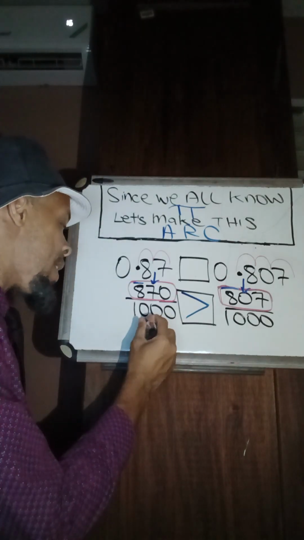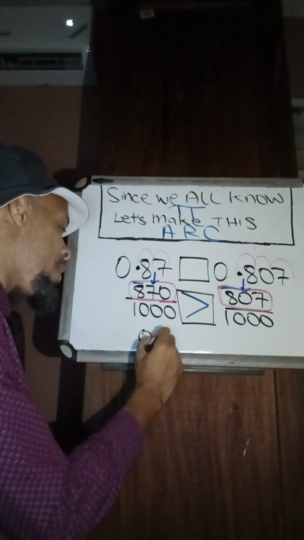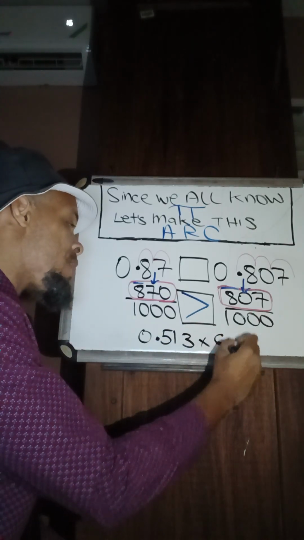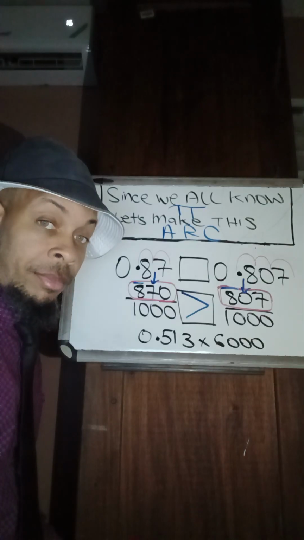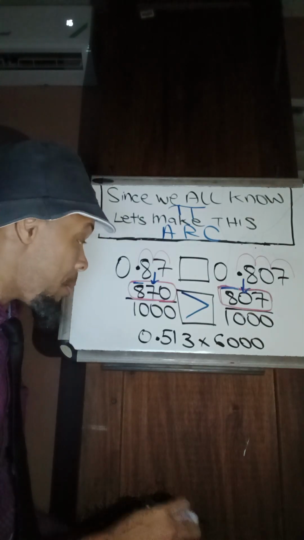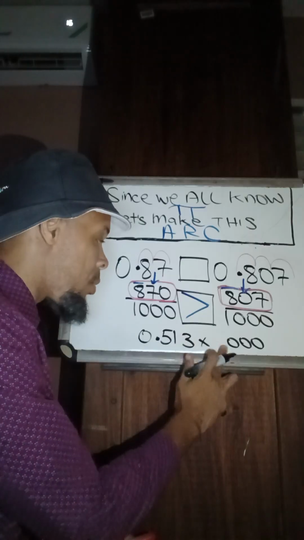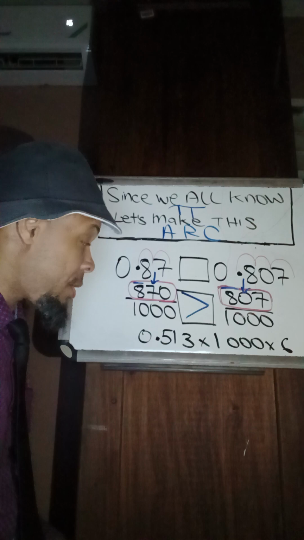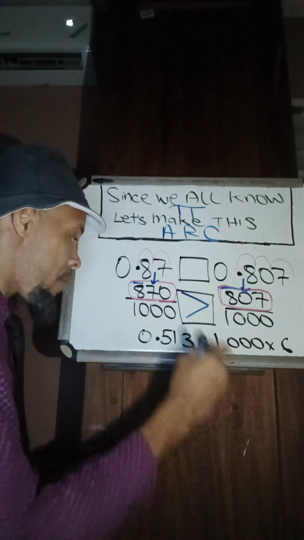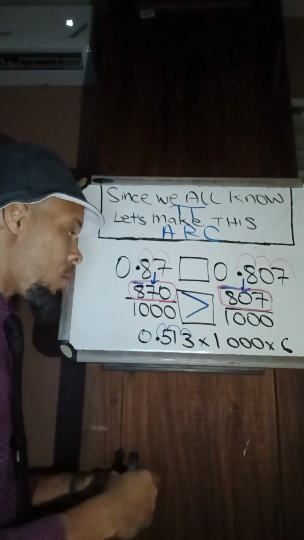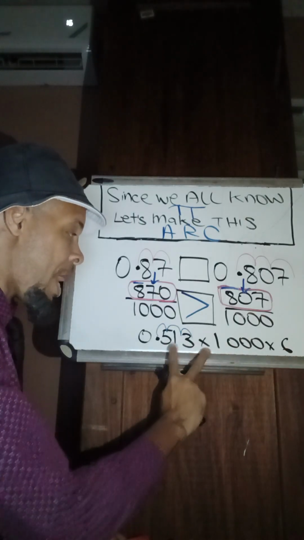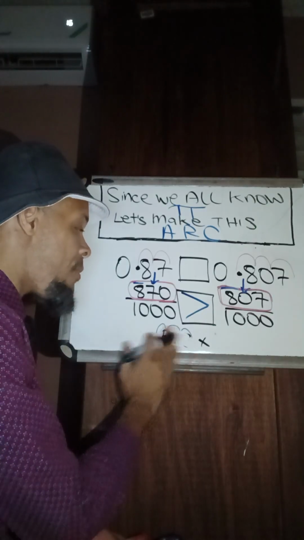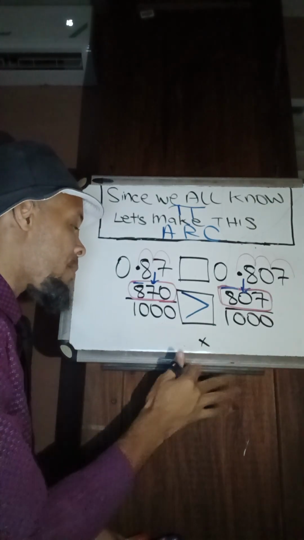So for example, let's say I am multiplying 0.513 and I'm multiplying it by 6,000. Well, you just make your life nice because you can split that 6,000 into 1,000 times 6. You jump 3 times, right? 1, 2, 3. So now you have successfully multiplied this by 1,000. So now what do you have? You have 513 times 6.